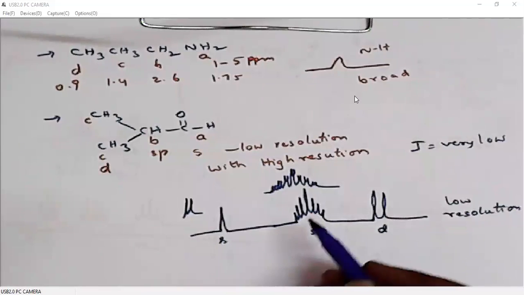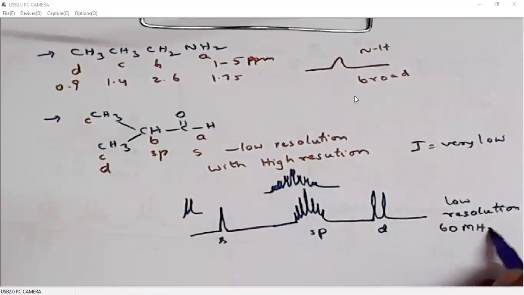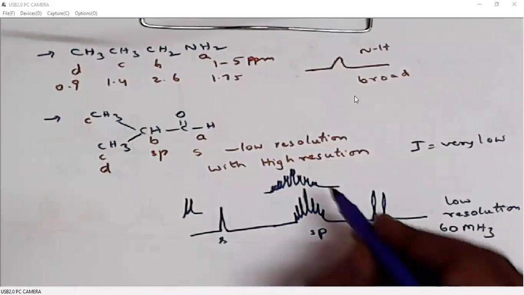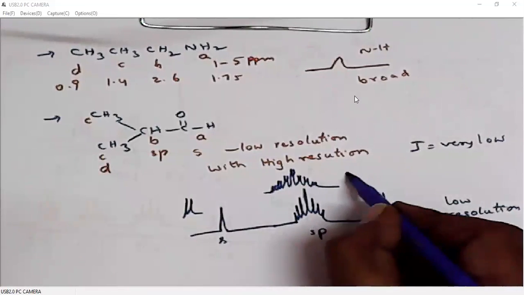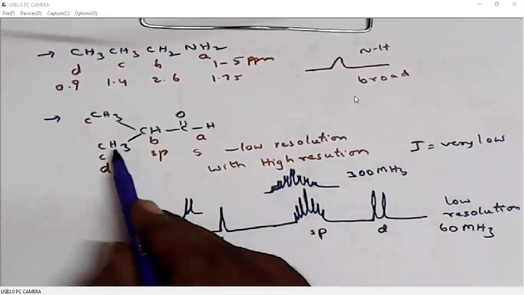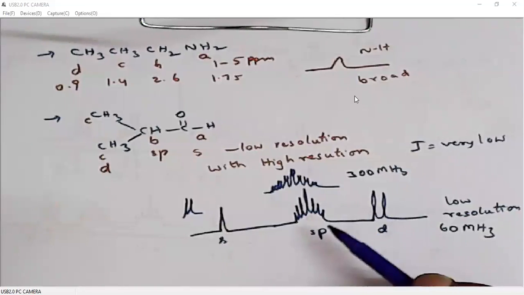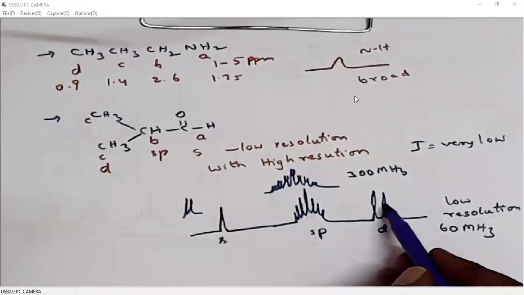But in a high resolution instrument, say, if you are doing this on a 60 megahertz instrument, we don't observe this. But if you are doing it on a 300 megahertz instrument, yes, we can observe this coupling. Of course, this doublet is far away from the aldehyde proton, so it will not interact with this. So in high resolution also this looks like this.